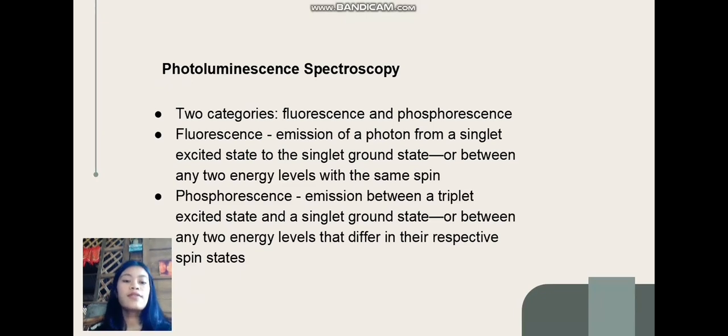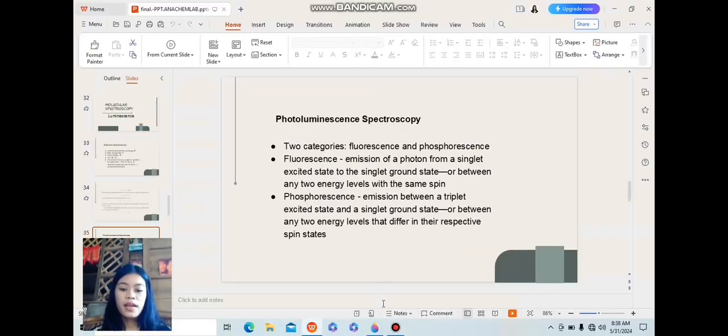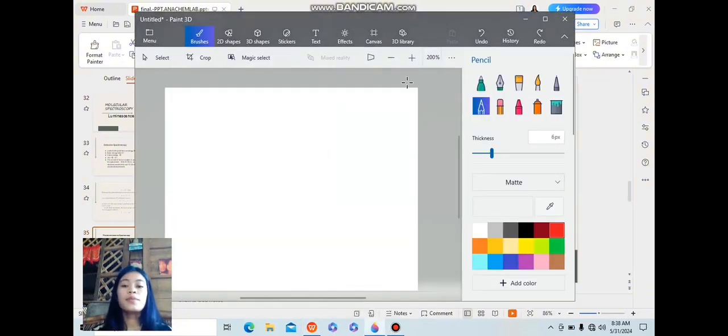So now let's have a drawing. In the ground state, a pair of electrons in the same electronic ground state have opposite spin. So they are in the same ground state but with opposite spin. So, for example, let's take our ground state.